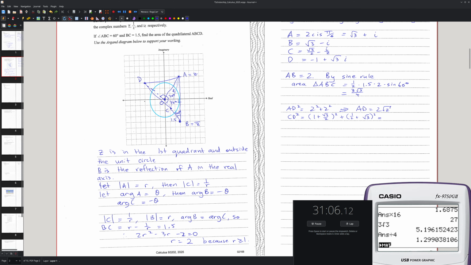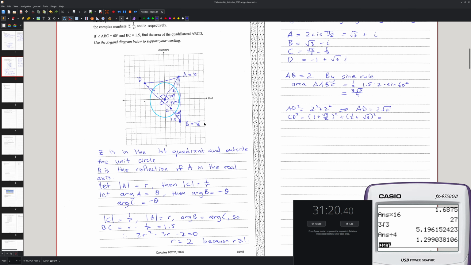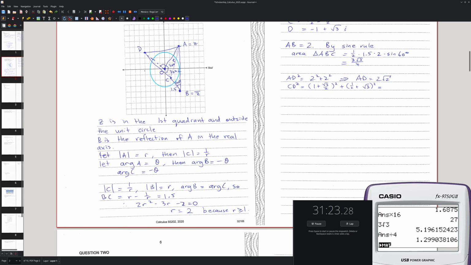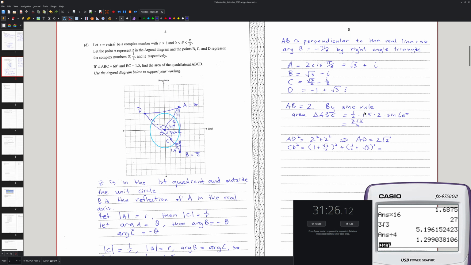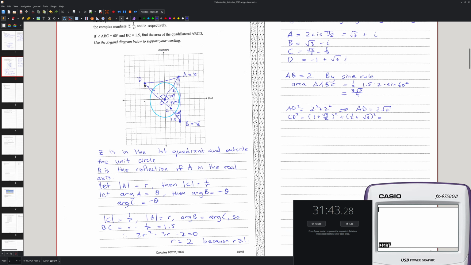Bro, bro, we might be cooked. We might be cooked. We might be cooked. CD squared. Hmm. I can just finish my Herons. But I don't think I'll get the exact form, right?